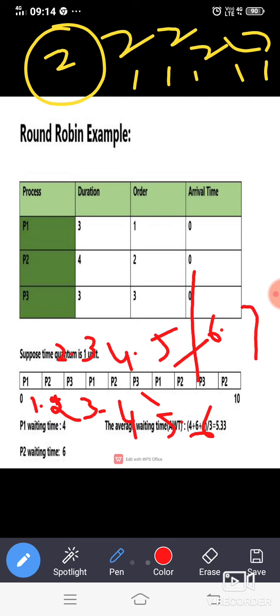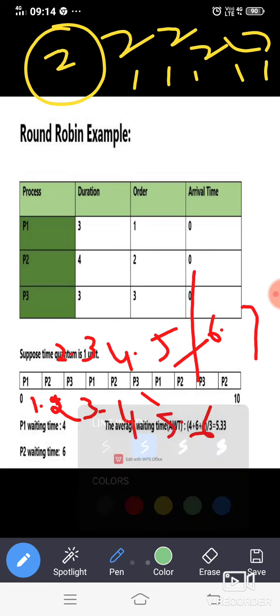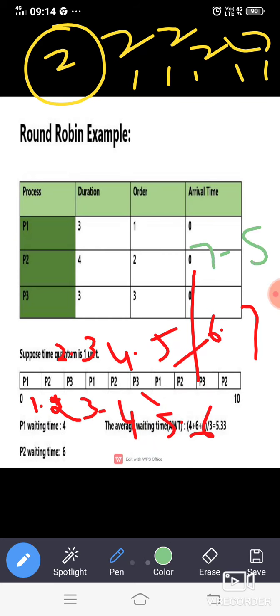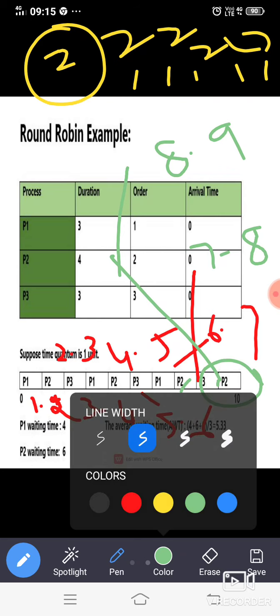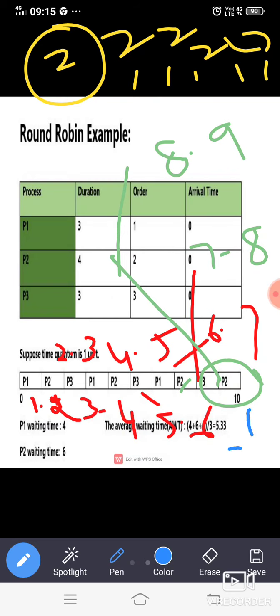Okay, P1. Now P2 is going to be executed from which seconds? Let us say 7 to 8. Which one is it, P2 or P1? Yes, it is P2, right? Then P3 is going to be executed from the 8th second to the 9th. Again P2 at the last will be executed from 9 to 10. This is a very simple algorithm. Did you understand this or not?